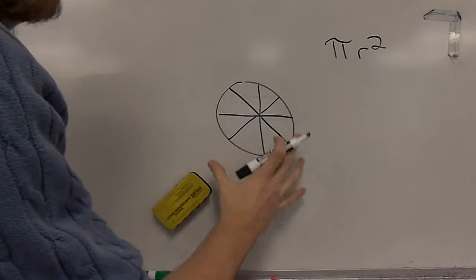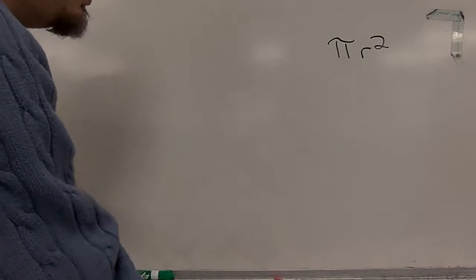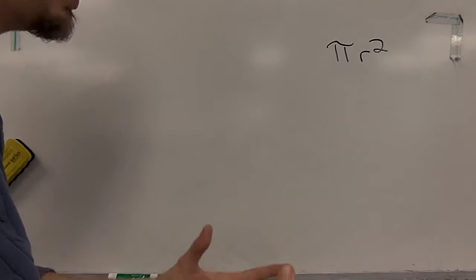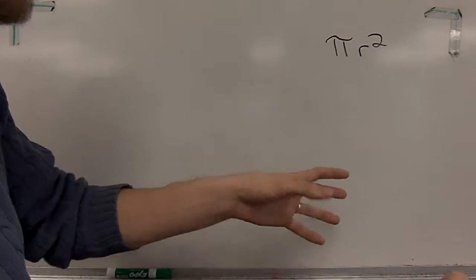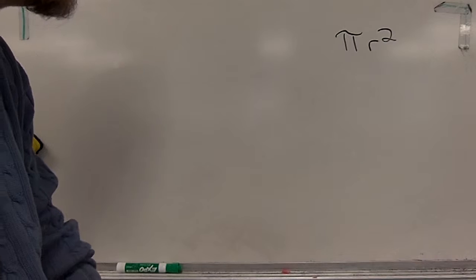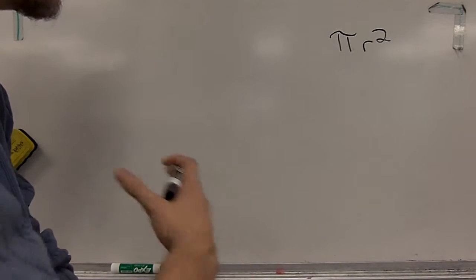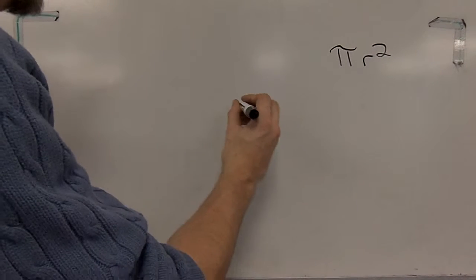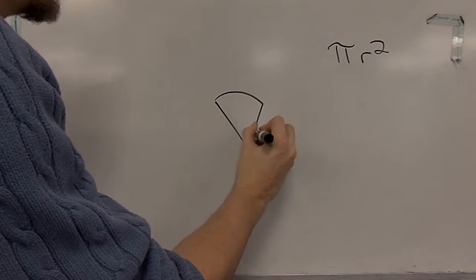What you can do with those pizza slices is arrange them just like we took the trapezoid and split it into 2 triangles, and we took the triangle, we cloned it, and we arranged it into a rectangle. We're going to do something similar with the circle. We're going to take those 8 pieces and arrange them into a parallelogram, because each of those pieces is very similar to a triangle.